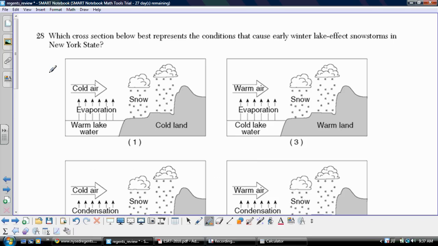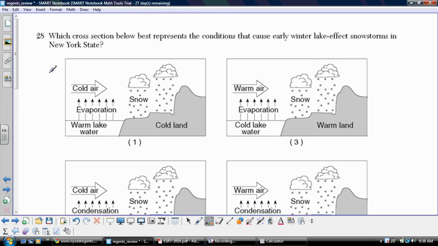Next ones. We've got a whole bunch of diagrams representing what looks to be the lake effect snow process. The question asks which cross section below best represents the conditions that cause early winter lake effect snowstorms in New York State. All right. The chain of events we needed to remember for this was that we had cold air coming in from Canada, and it's going to go over relatively warmer water in the lakes, right?